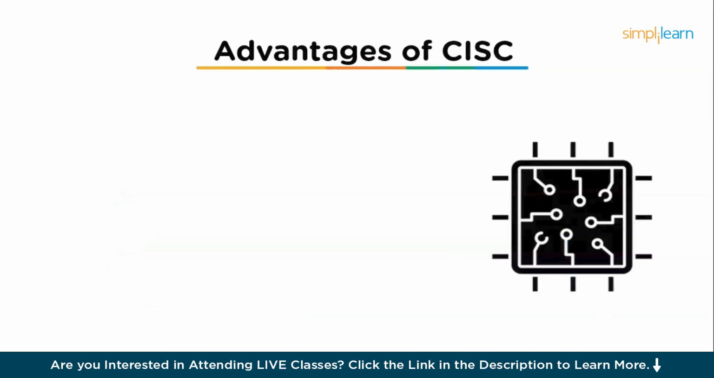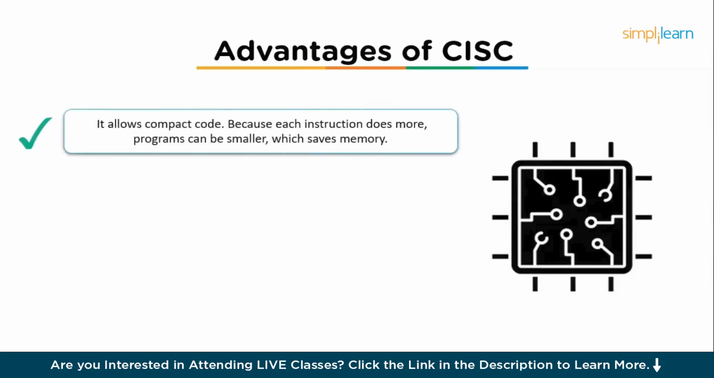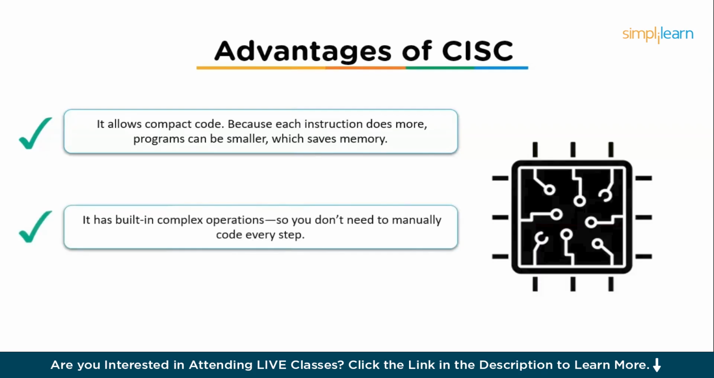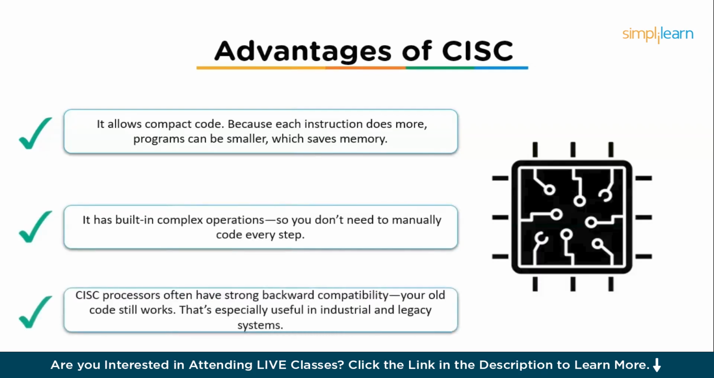Then we have the advantages of CISC. So what makes CISC useful in embedded systems? First, it allows compact code. Because each instruction does more, programs can be smaller, which saves memory. Second, it has built-in complex operations, so you don't need to manually code every step. Third, CISC processors often have strong backward compatibility. Your old code still works. That's especially useful in industry and legacy systems.